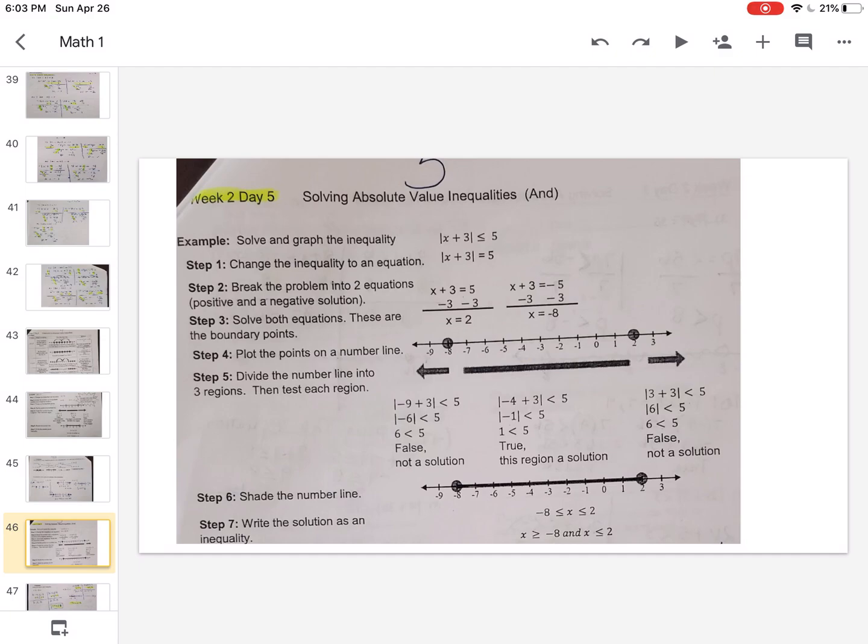And then step 6, shade the number line. Your last step is to write the solution as an inequality. So negative 8 is less than or equal to x, and x is less than or equal to 2. Or you can flip it and put the x first: x is greater than or equal to negative 8, and x is less than or equal to 2.